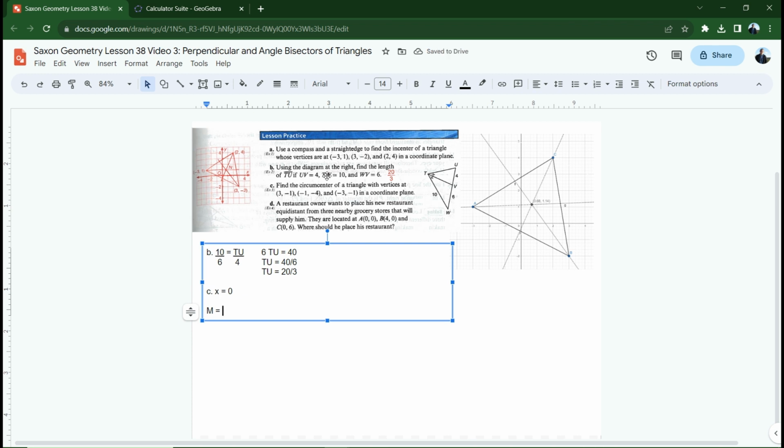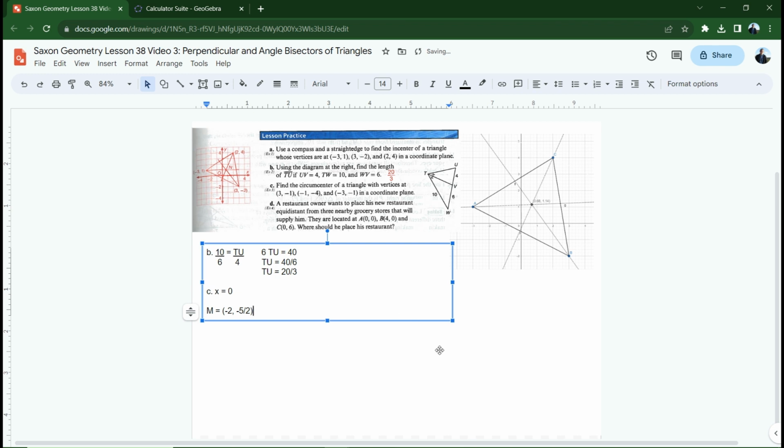To find the midpoint, I'm going to just do -1 plus -3 divided by 2. That's going to give me -2 because -1 plus -3 is -4, divided by 2 is -2. -4 plus -1 is -5. Divided by 2 is going to be -5 over 2.